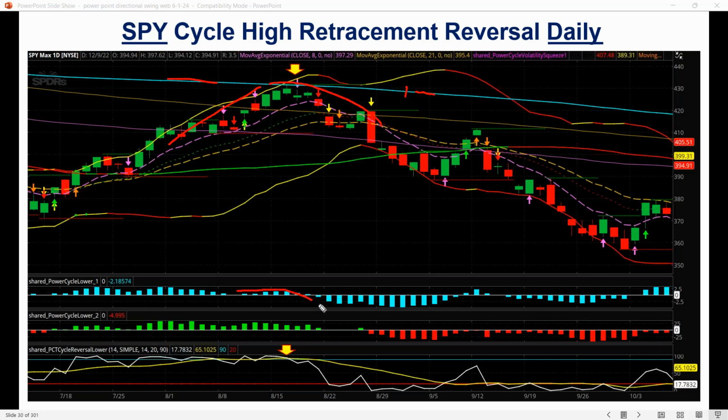Reverses down. Look at the momentum. So it gets up here. Look what happens to momentum. It starts to really pull back and wane, and then finally goes negative. But the first thing was a cycle reversal. And so this is such a great tool indicator. So you can see that cycle reversal here with momentum starting to pull back, and then down she goes. So that's a kind of a look at a cycle high retracement reversal.